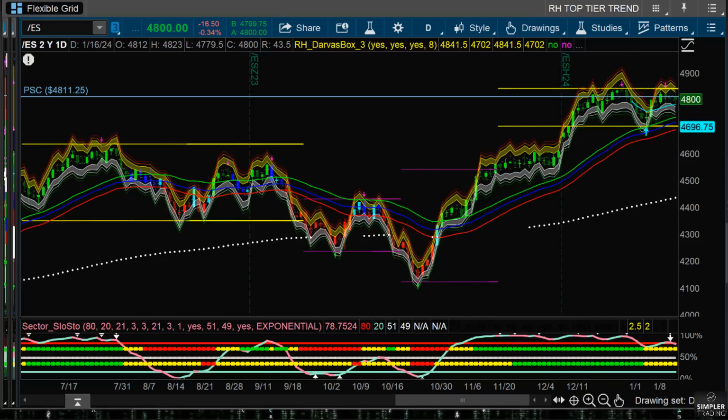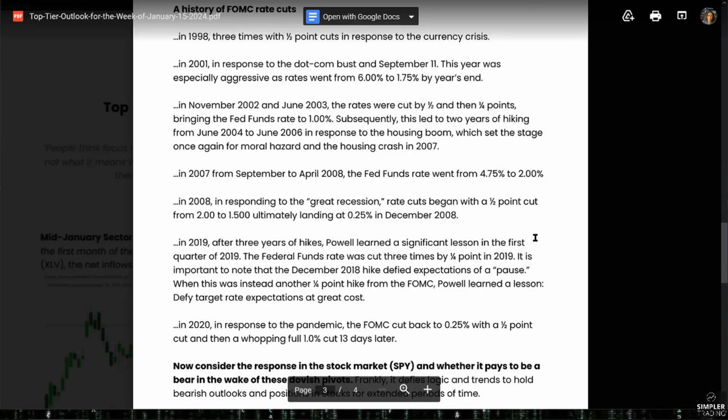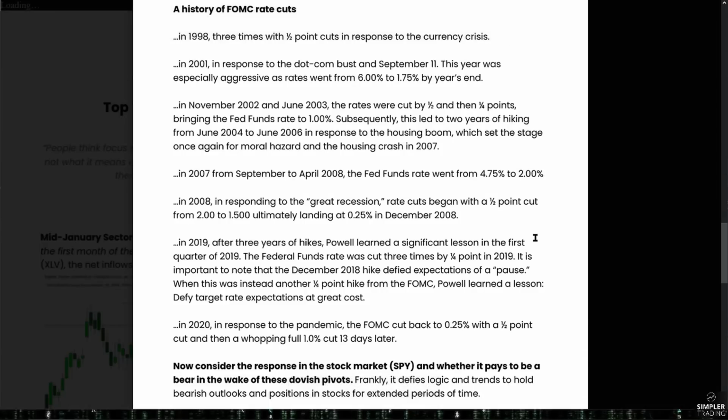to work right away. First of all, what is the history of the years where the Federal Reserve has cut rates? In this current issue of the Top Tier Outlook, one of the sections was a history of the FOMC rate cuts. This is just that blurb from the current report that's out for the January 15 Top Tier Outlook, which by the way is part of the Sector Secrets Mastery membership.